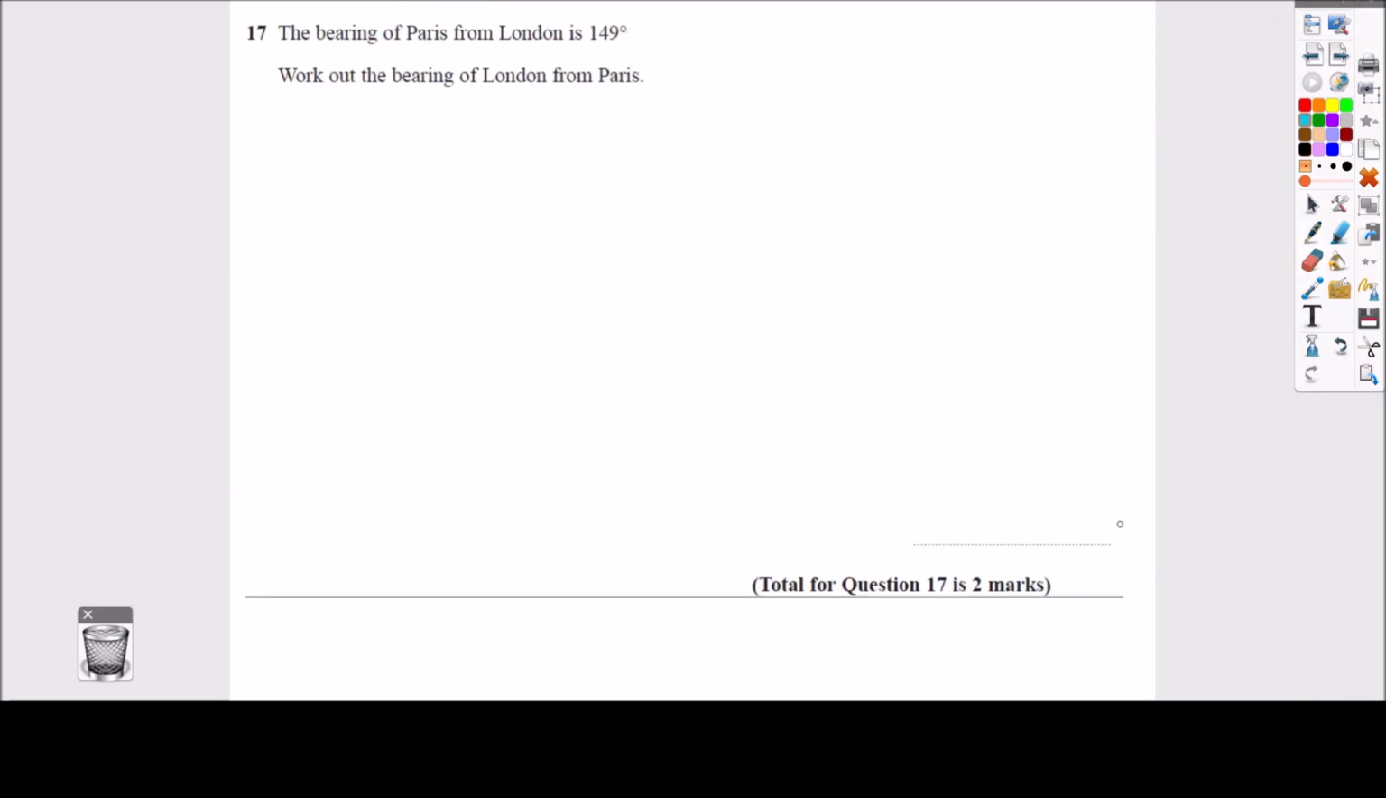Question 17. Now for these bearings questions, you really do need to have a sketch. So we're told the bearing of Paris from London is 149 degrees. So we're going from London. So pop in London, put in your north. Bearings always measure from north. And just estimate roughly where 149 degrees would be. It's about there, isn't it? And then go and put Paris in down here.